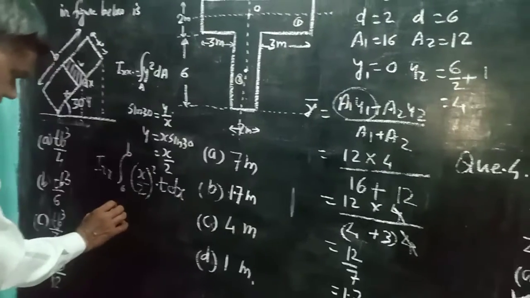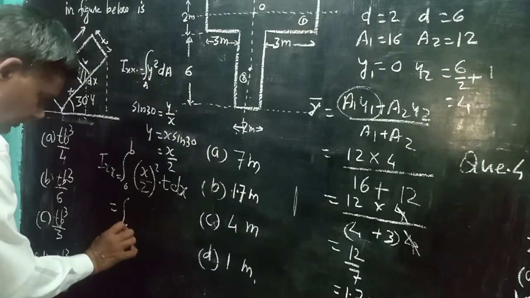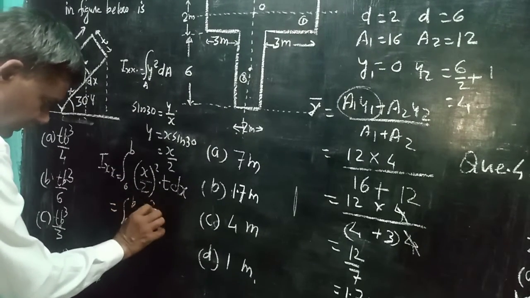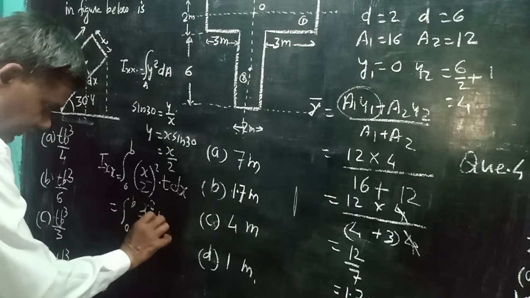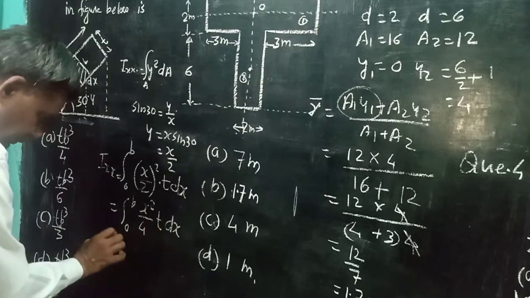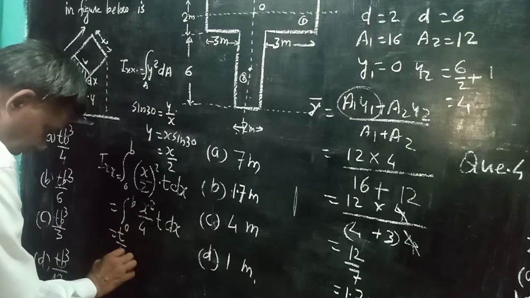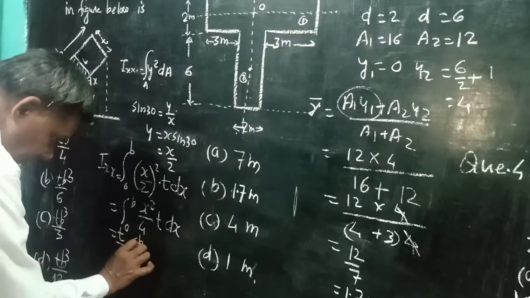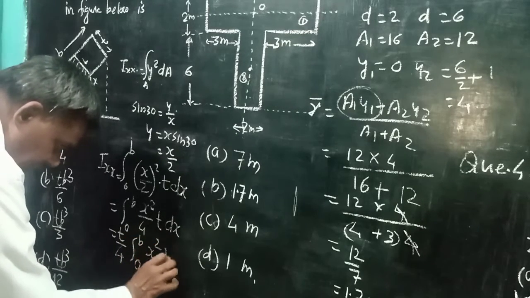So therefore this is equal to the integral from 0 to b of x square by 4, times t dx. So t by 4 comes out of the integration, and the integral from 0 to b of x square dx.